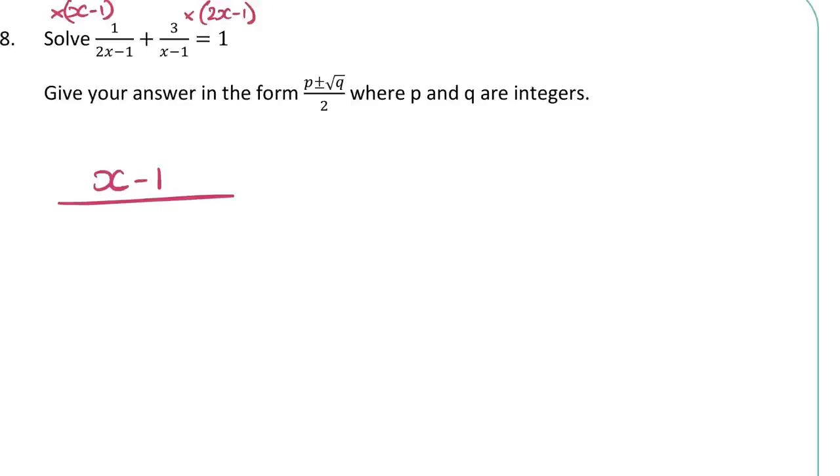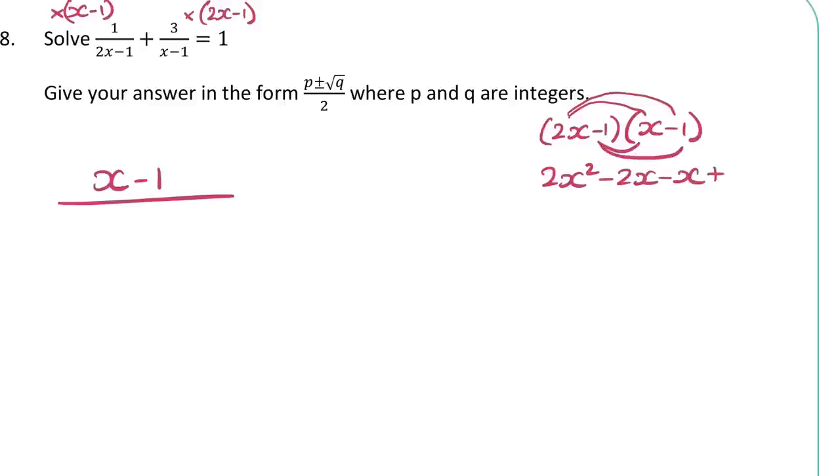Up to you when you choose to expand that. I think I'm going to expand it now. I'm going to do it to the side. So 2x minus 1 and x minus 1. And if we expand that, that gives us 2x squared minus 2x minus 1x plus 1. So that's 2x squared minus 3x plus 1. So there's my denominator, 2x squared minus 3x plus 1.